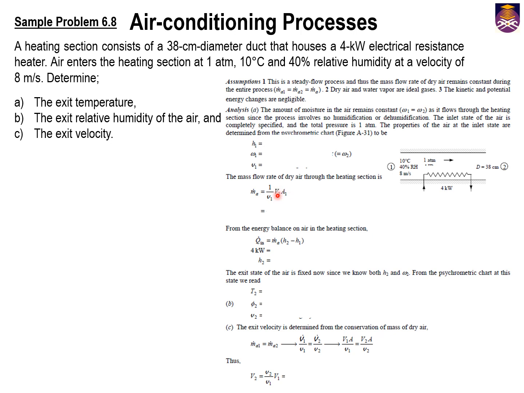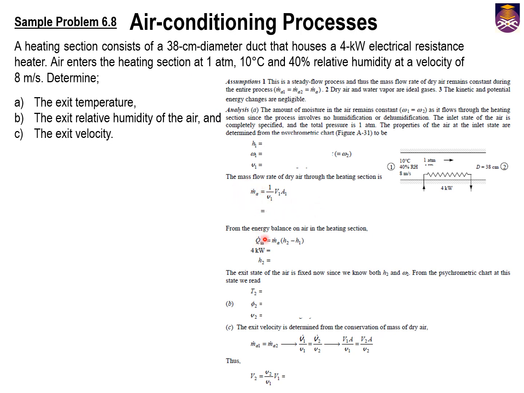I'm sorry, this is not volume, this is your velocity. So 8 meters per second is your velocity. And then this is your cross-sectional area. So make sure you know how to calculate your cross-sectional area for a 38 cm diameter, pi d squared over 4, but make sure you change cm to meter as well. So that will give you the mass flow rate in kilogram per second.